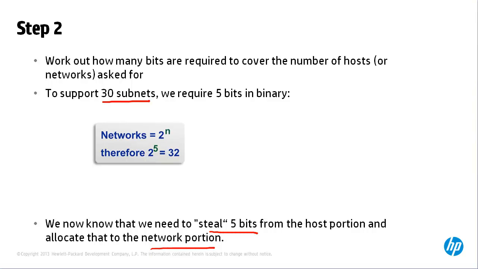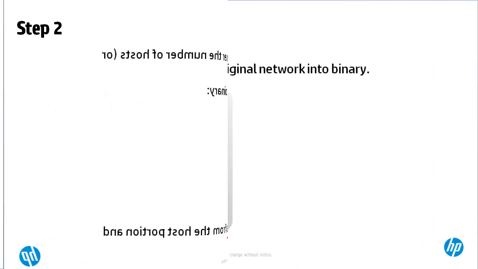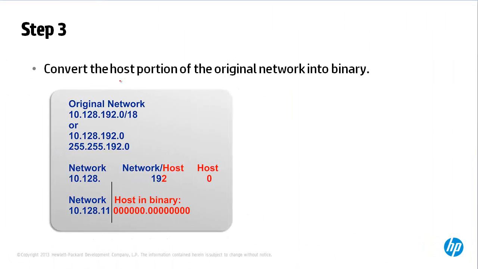5 bits gives us 32 networks. We require 30. The third step is to convert the host portion of the original network into binary. So the original network we were given is 10.128.192.0/18, which can also be written as follows in dotted decimal notation.